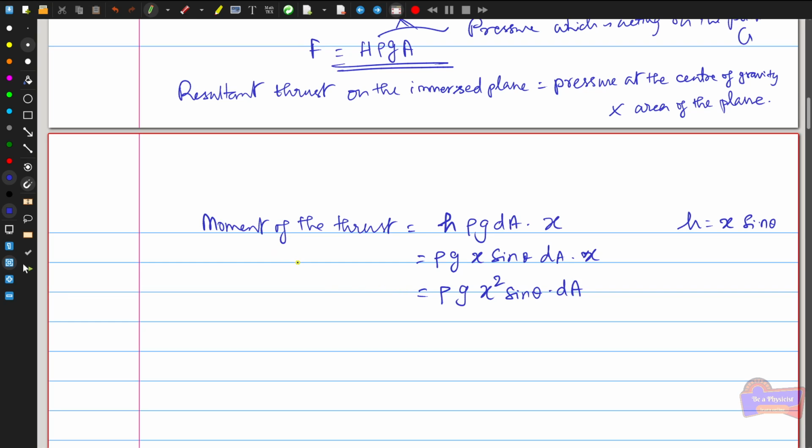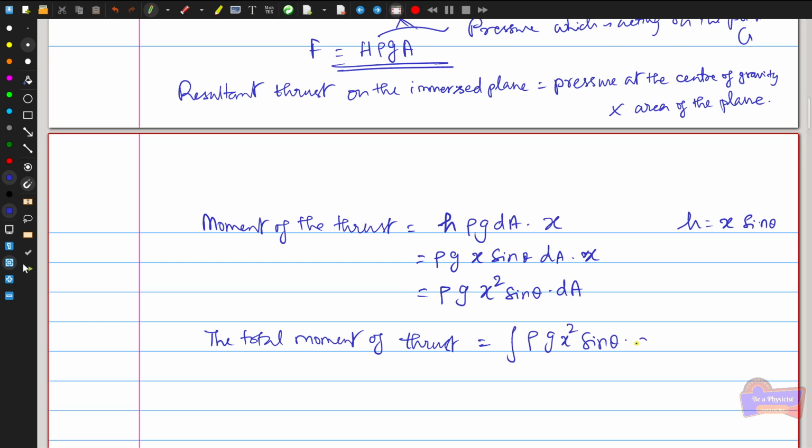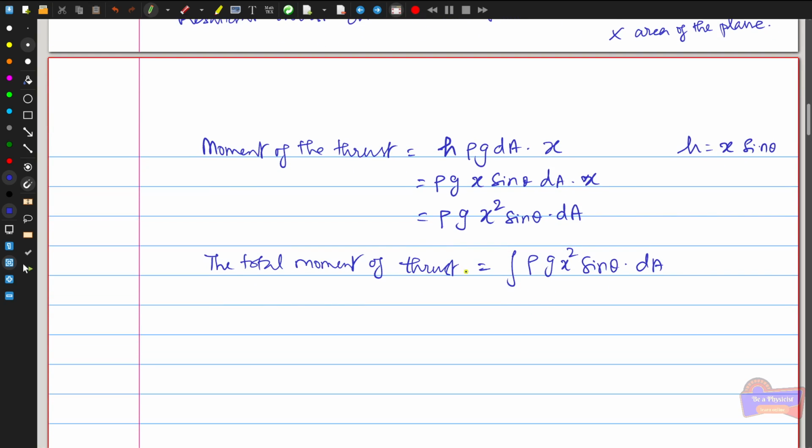Therefore, to consider the total moment of the forces acting on the whole area, we integrate this equation. The total moment of thrust is equal to the integration of rho g x squared sin theta dA. Since rho, g and sin theta are constant, the total moment of thrust depends on rho g sin theta times the integration of x squared dA, where this integration extends over the entire surface of the plane we have considered.